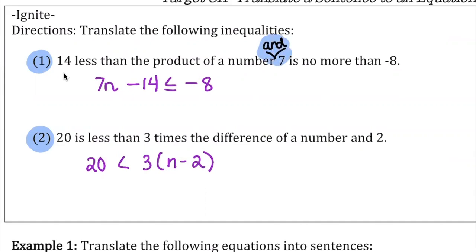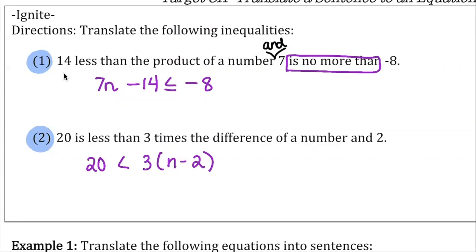But as we read this first one, it says 14 less than the product of a number and 7 is no more than 8. So our first step on this one was identifying where the sign of the problem was going to be. And that's where we got this first part here. If we see the word is, that's our tip off that that's where either our inequality or our equal sign is. This one is going to be our inequality because it says is no more than. That means it can be equal to or less than. So this is the symbol that we should have chosen here. That's our less than or equal to symbol.